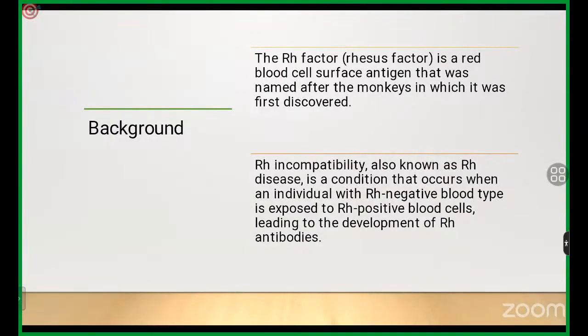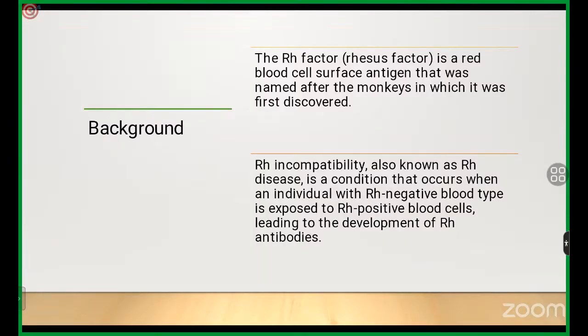of the KB method and fetal maternal hemorrhage. The rhesus factor is a red blood cell surface antigen that was named after monkeys in which it was first discovered. As we all know, when we talk of blood bank, we cannot miss knowing the rhesus factor.